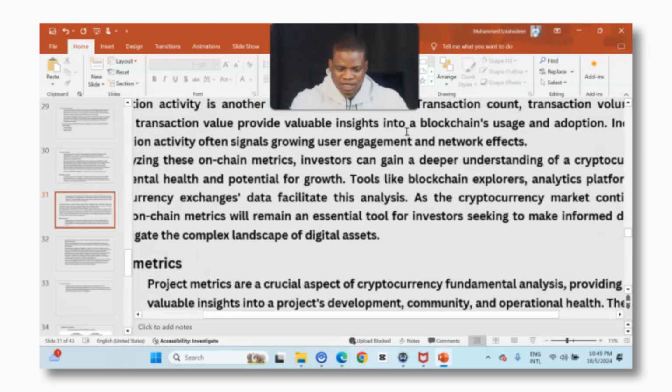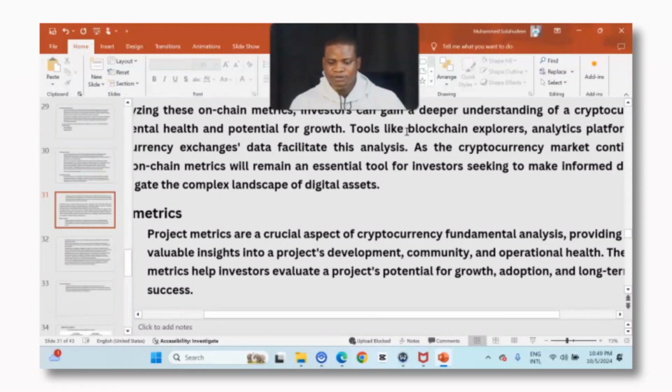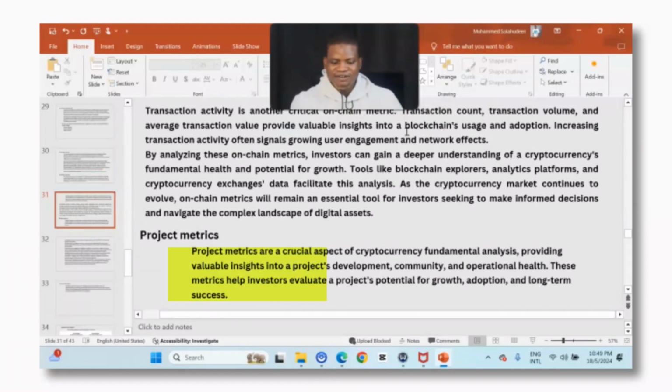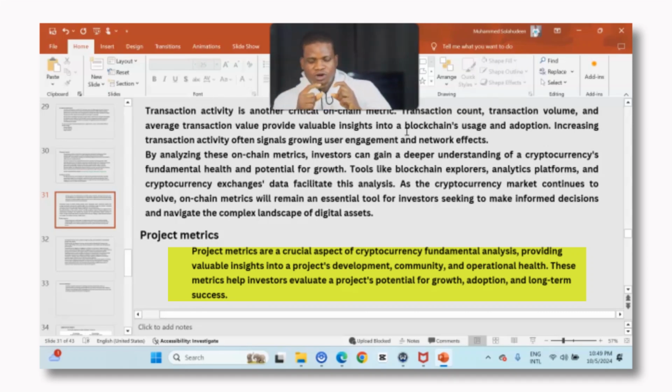So now let's talk about project metrics. Project metrics are crucial aspects of crypto fundamental analysis, providing valuable insight into project development, community, and operational health. When it comes to project metrics, it's more like, okay, this particular project, how is it developing? Who is behind it? What is their motive? What do they want to achieve with this particular project? Who are the competitors of this project?